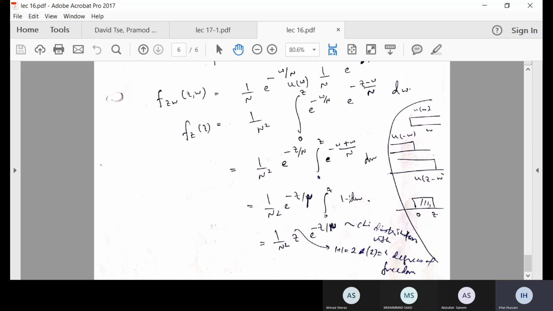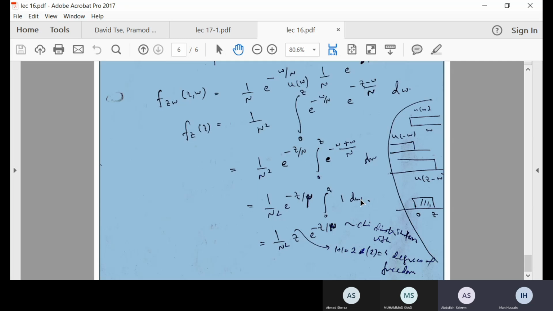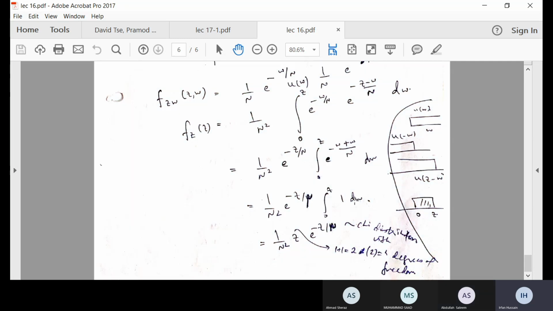Then 1 of dW will be W, limit 0 to Z will be just Z. So you will finally get 1 over mu square, because there were 2 mu's, into Z into E minus Z over mu. This is what you will get. Alright, where Z is a new random variable and it also comes here, and mu is the mean of your exponential.